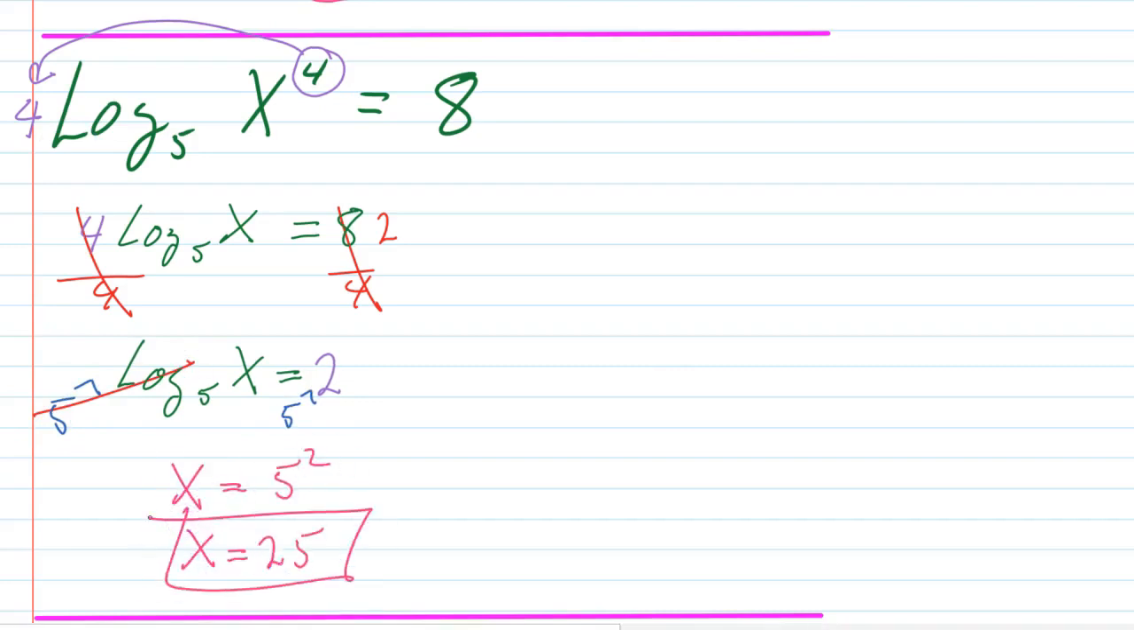Could you have solved this without bringing the 4 down? Yes, definitely, but you would have had much bigger numbers. You would have literally had 5 to the power of 8 is equal to x to the power of 4. It would have been a little more difficult, but still doable. This is a much easier way of doing it.